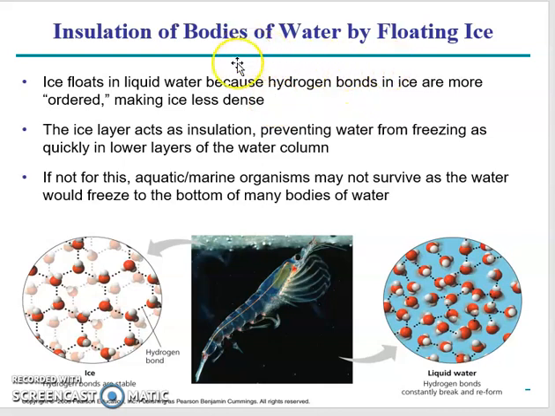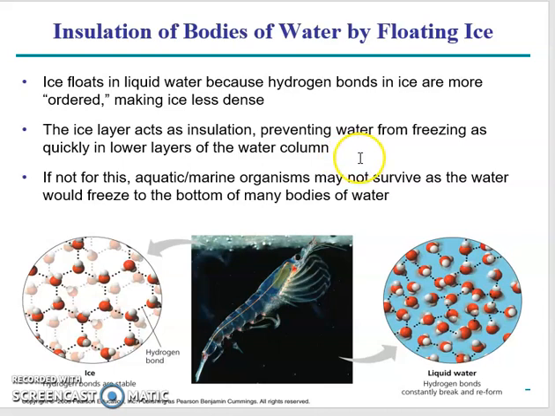Ice is actually a really good insulator, okay? Because it's less dense, it will float on the surface of a body of water. So in the wintertime when the lake freezes, the ice doesn't go to the bottom, it goes to the top. Ice floats in liquid water because it actually expands. It becomes less dense as it freezes, which is the opposite of a lot of other types of compounds. A lot of compounds actually get more dense when they freeze. But because ice does this, it acts as a layer of insulation.